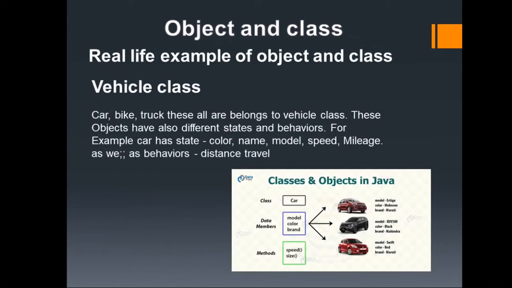Next example we have is the vehicle class. Car, bike, truck, these all belong to the vehicle class. These objects also have different state and behavior. For example, a car has state: color, name, model, speed, mileage, as well as behavior: distance travel. You can see this with the help of the diagram given below.